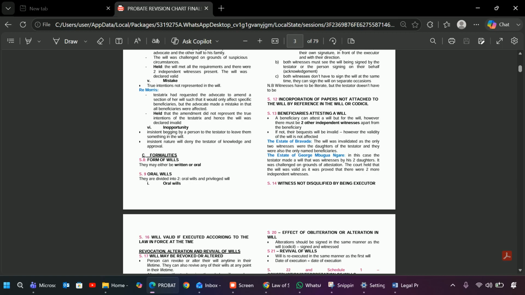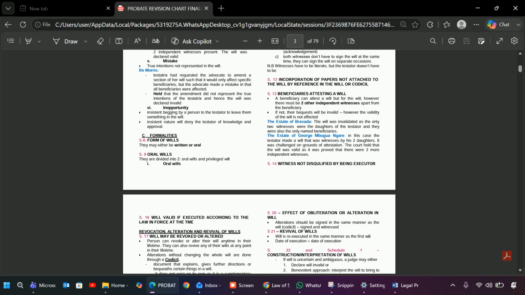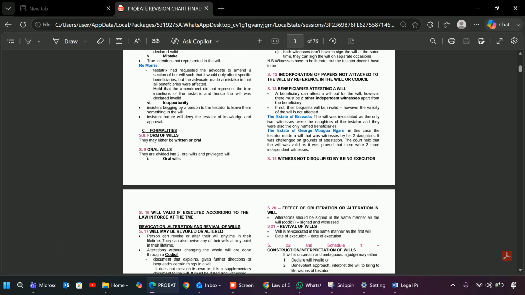Section 12 tells us about incorporation of papers not attached to the will by reference in the will or codicil. Section 13 tells us about beneficiaries attesting to a will. We are told that a beneficiary can attest to a will, but there must be two other independent witnesses apart from the beneficiary. If not, their bequest will be invalid. However, the validity of the will is not affected. It only affects what they are to be bequeathed.